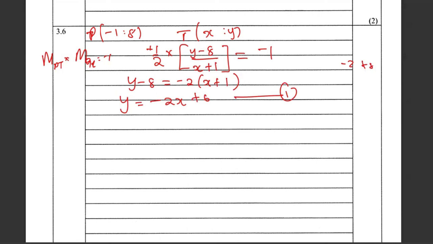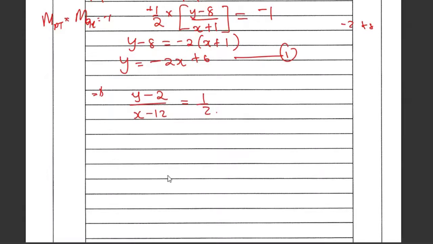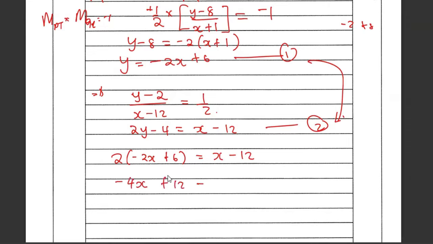And then let me use this point T and the point (12, 2), and then get the gradient and equate it to a half. Then I'll have my (y minus 2) over (x minus 12). This should give us 1 over 2. We can still do the cross multiplication, meaning that 2y minus 4 is equivalent to x minus 12. This is equation 2. Let's substitute 1 into 2. So it's going to be 2 times (-2x plus 6) minus 4 is equal to x minus 12. That's -4x plus 12 is equal to x minus 12. Move this one that side.